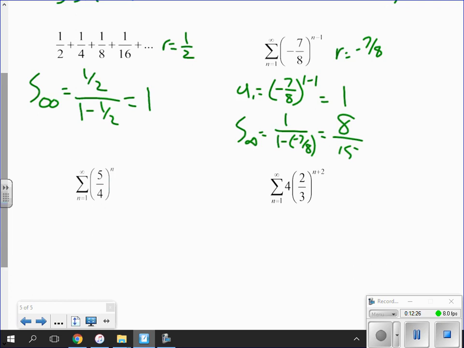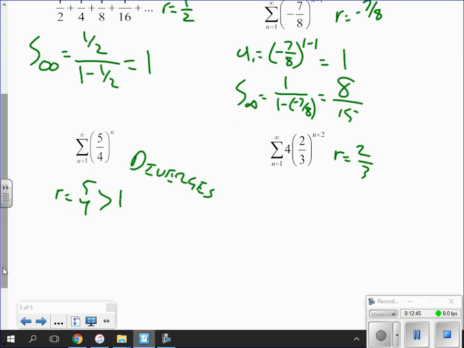Okay. This one, my R is 5/4, which is greater than 1, so this one diverges, which means we can't find the total. This one, my R is 2/3, so I can find the total.